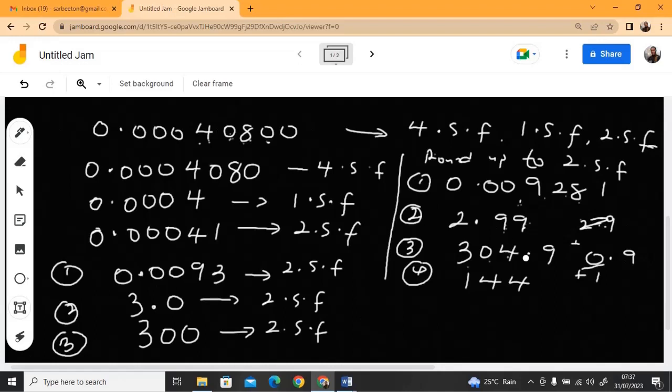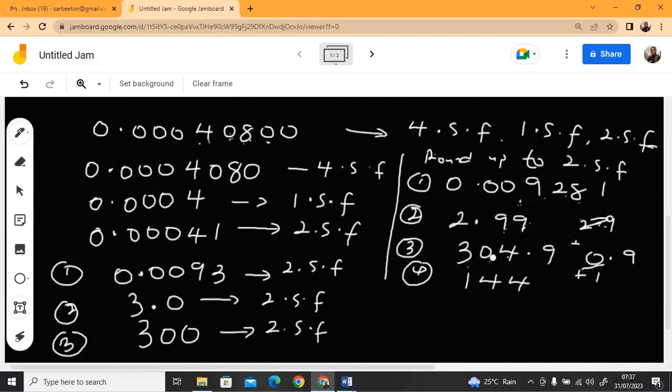You may wonder why I wrote this 0 again. You have to write it because this 0 is before the decimal point. It means what is here is just a whole number without a decimal point. So this 0 is also counted. It's part of it. You have to write the 0. You can't write 30 alone. You have to write the 0, so it will be 300. That is 2 significant figures.